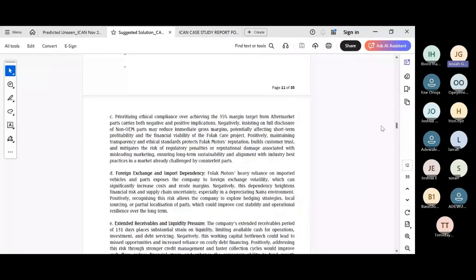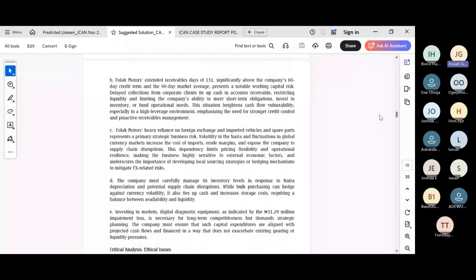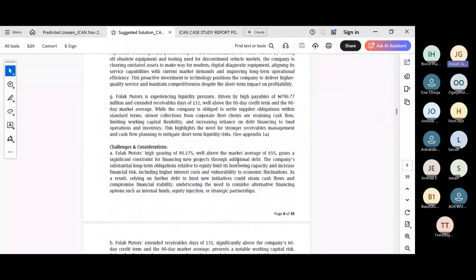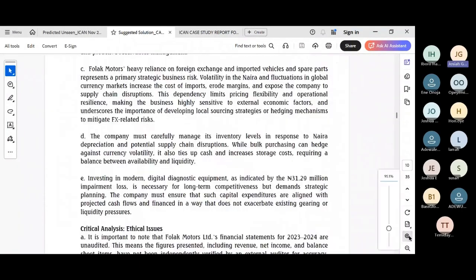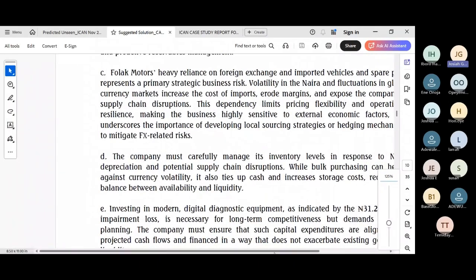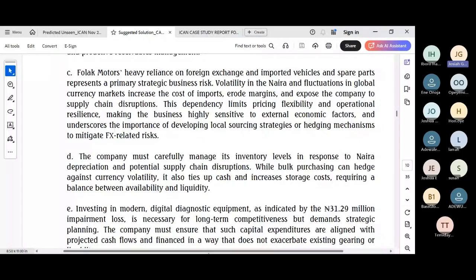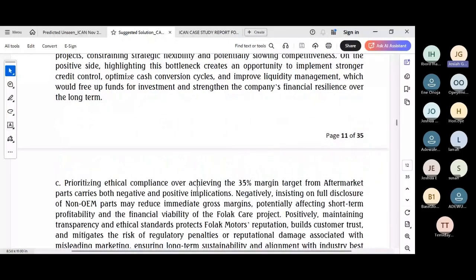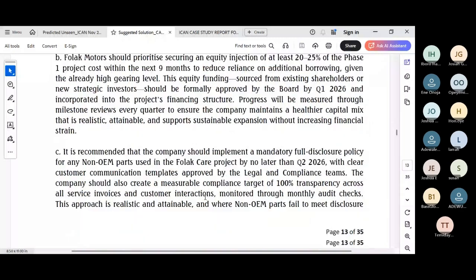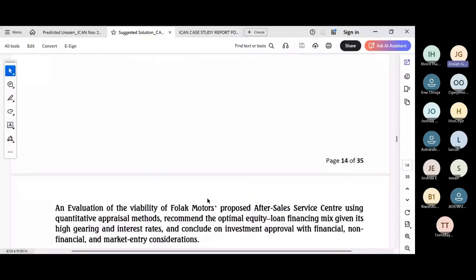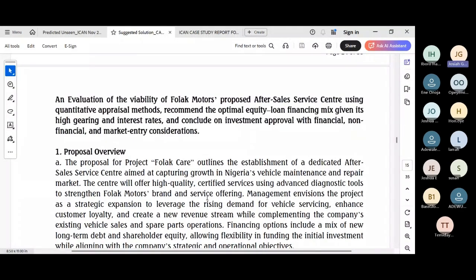Okay, so let's go to the write-up now. Very important, because without the write-up, our numbers are useless. Everything you computed is just 4 marks. You cannot pass a case study with just numbers. You have to pass it with your write-up. So let's run through the discursive aspect and see how to close out on that.